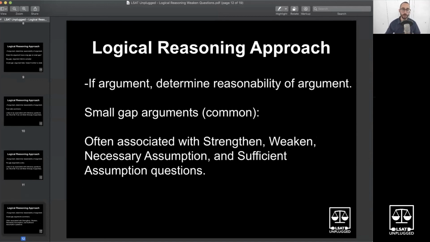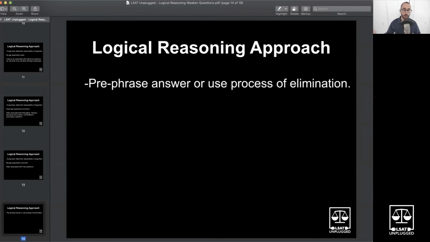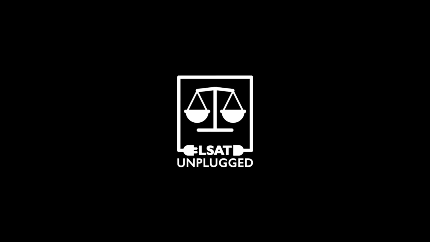So that small gap, big gap, it's kind of a blurry line there. I don't want you to think of it too strictly. Again, it's all based on perspective, but the question stem is telling you how you might view it. Big gap, flaw's the major one there. Again, pre-phrasing, using process of elimination, predicting, as you all did so well in the chat and over voice as well, some potential ways you could weaken the argument in the stimulus.